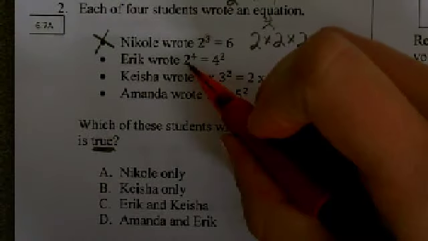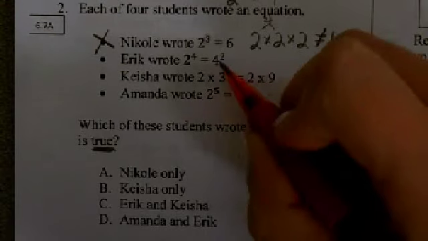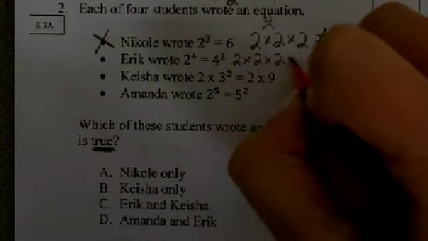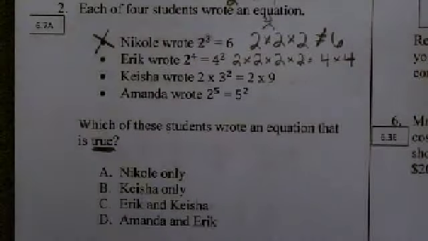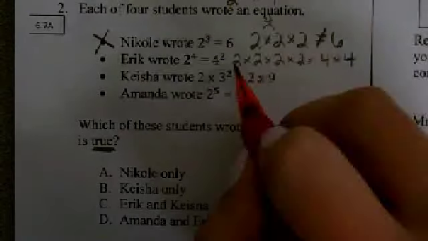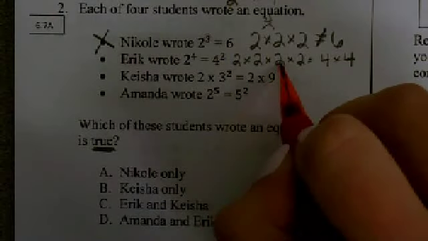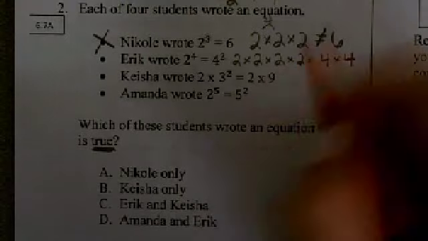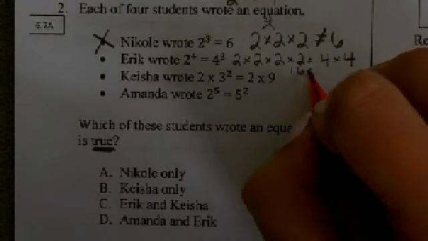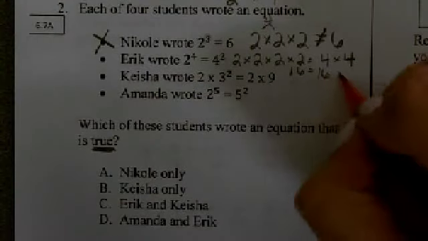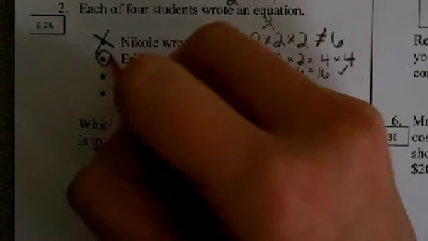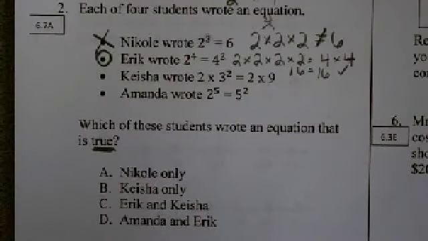Eric wrote that 2 to the 4th power is the same as 4 to the 2nd power. So I'm going to write it out in expanded form. 2 times 2 times 2 times 2 equals 4 times 4, I'm sorry. So let's see if that's true. 2 times 2 is 4, times 2 is 8, times 2 is 16. So that equals 16. And then on the other side of the equation, we have 4 times 4, which is 16. So that is true. So Eric's, I'm going to circle that one because his equation is true.